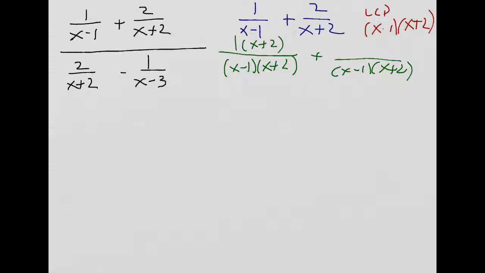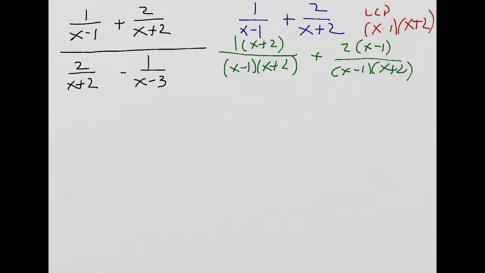When we look at the second fraction, the denominator is x plus 2. This is the LCD. So what do you notice has happened here? We've multiplied by x minus 1. Similarly, we want to multiply the numerator by that same x minus 1. So look what happened. We have the same denominator now, and that's the whole point.